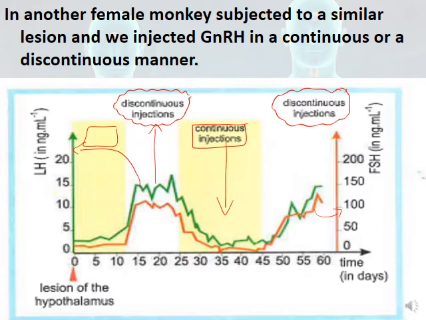Therefore, we can deduce that the pituitary gland secretion of LH and FSH is controlled by the hypothalamus that secretes GnRH. So the hypothalamus secretes GnRH that stimulates the anterior pituitary gland to secrete LH and FSH. So this secretion should be in a discontinuous, pulsatile manner, in order to help the secretion of LH and FSH.